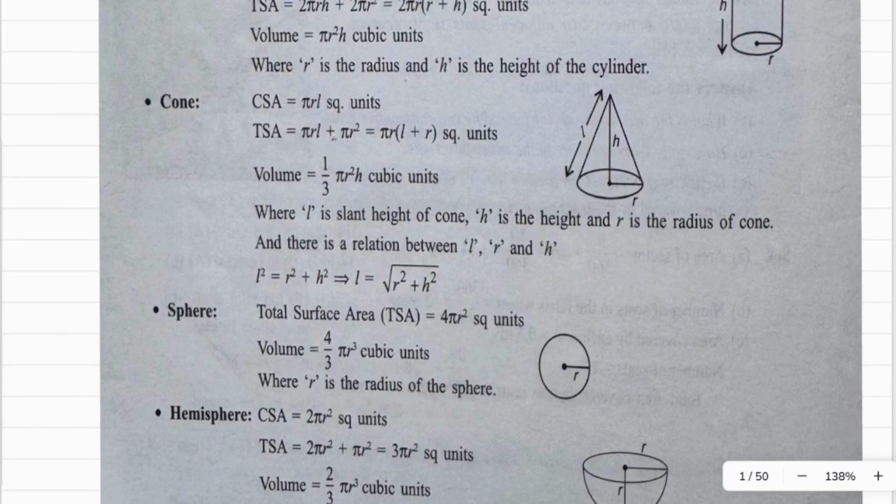Then comes the sphere. The sphere has only a single surface, so the total surface area is 4 pi r square.